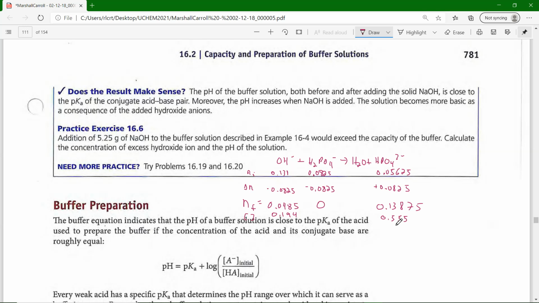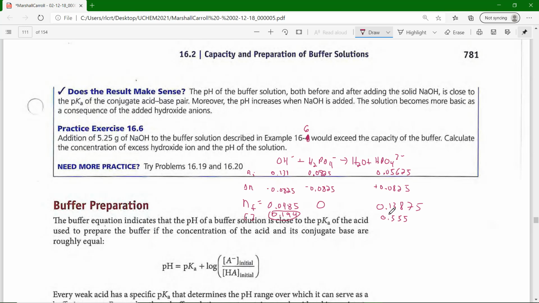So let's describe an example 16.4. Oh, I did a whole different question here, didn't I? I'm doing the information from 16.6. Okay, so anyways, I have this hydroxide in excess. Now, I can still do something with this.